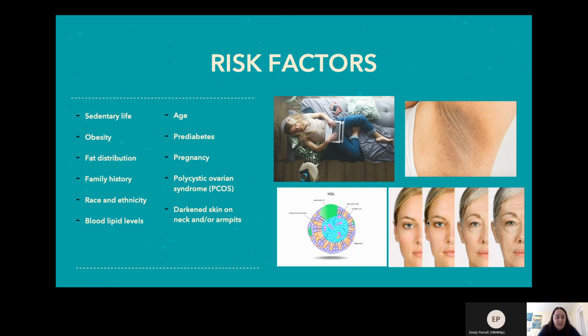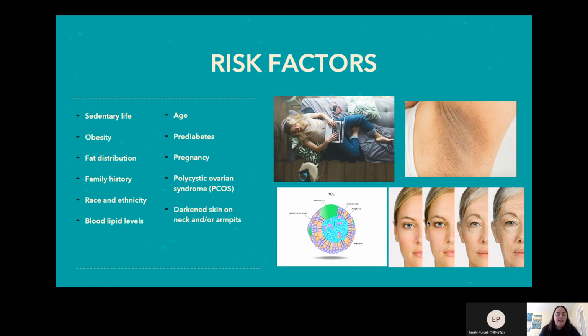Another risk factor is family history, and also race and ethnicity fits with that. With family history, if your genetics are telling your body that you're predisposed to developing type 2 diabetes, then you're more likely to get it. With race and ethnicity, Black, Hispanic, Aboriginal, Asian, and Pacific Islanders are more likely to get diabetes than white people are, which is really interesting.